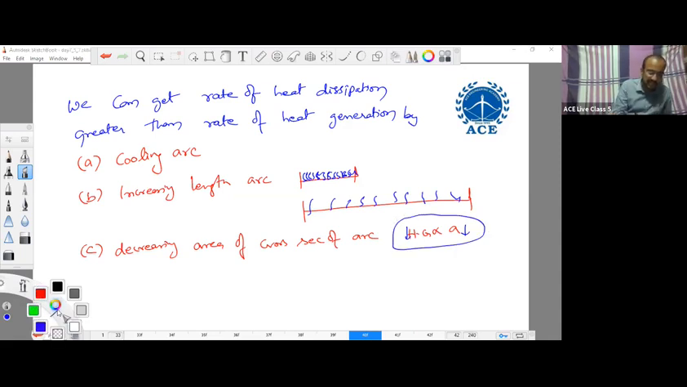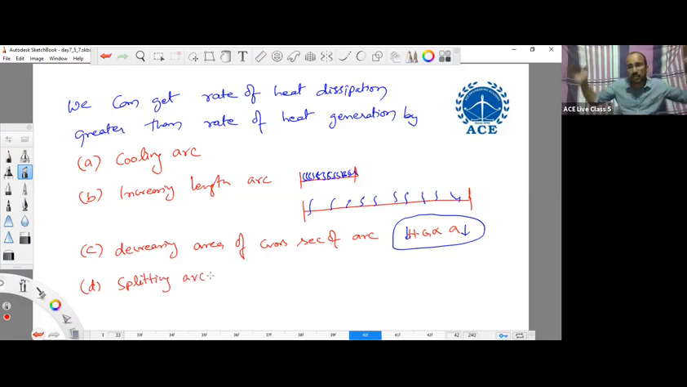By cooling the arc, by increasing the length of the arc, by decreasing the area of cross section of the arc, by splitting the arc. Suppose you take a larger container and pour hot water into that, the heat dissipation is difficult to maintain, but by splitting that water into 20 small vessels, heat can be easily dissipated. When you split the arc, you can easily maintain the rate of heat dissipation greater than the rate of heat generation. And by constraining the arc. So you can maintain the rate of heat dissipation greater than the rate of heat generation based on these conditions.